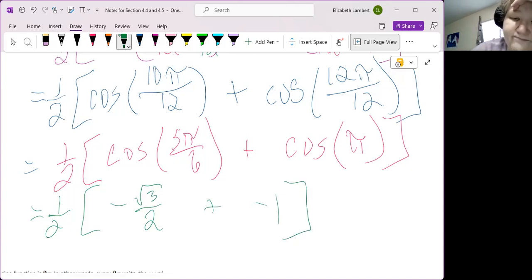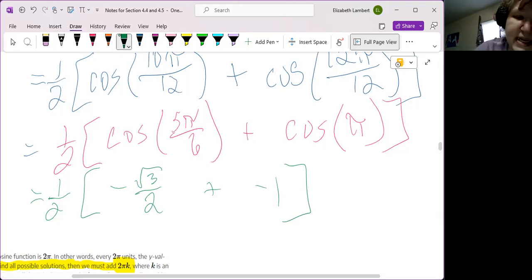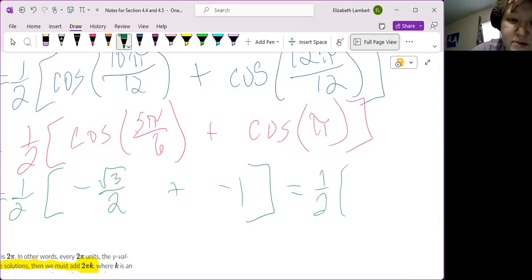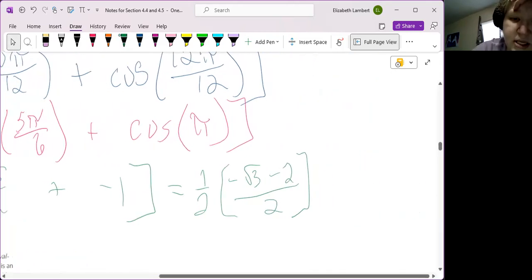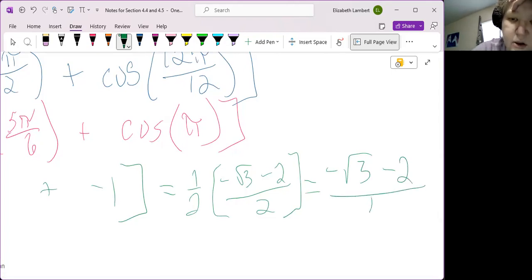Not very pretty. WebWork should take it just like that. You could just write -1 instead if you want. We can do a little bit of work, try to get this as one fraction. So it'd be negative square root of 3, and then the 1 becomes 2 over 2, so I can write it all as one ridiculous fraction. And then the denominators multiply, so it's the negative square root of 3 minus 2 all over 4.